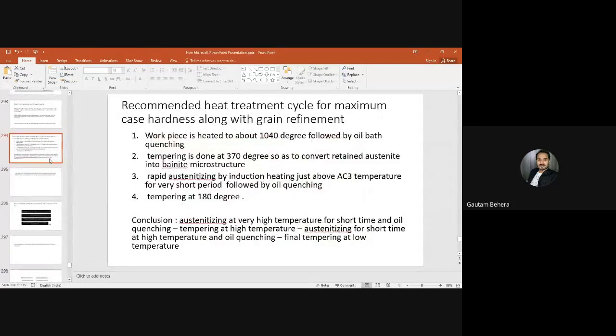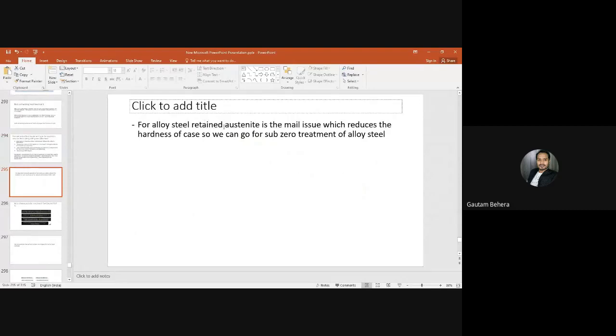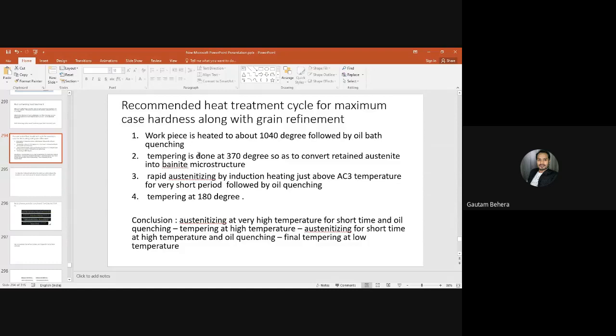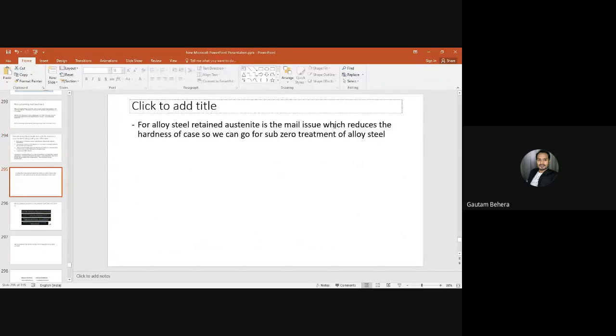So this is the thing. The problem you can see is, suppose we are dealing with some alloy steels and we are doing this four-step heat treatment cycle to get a high hardness case and a high toughness core, that is, refined grain. We can end up with this problem. What is the issue? The main issue is that we can have reduced hardness. Why? Due to formation of retained austenite, because the MS and MF temperatures go down, so we can have retained austenite, and retained austenite is a soft phase.